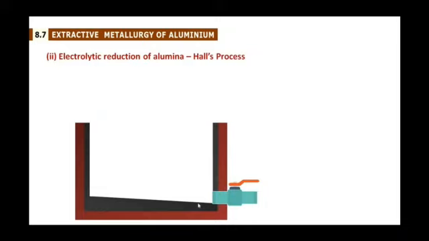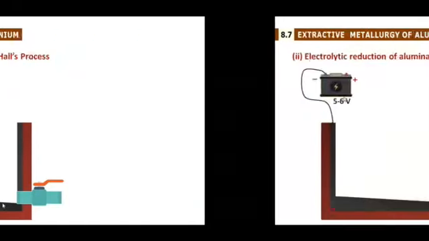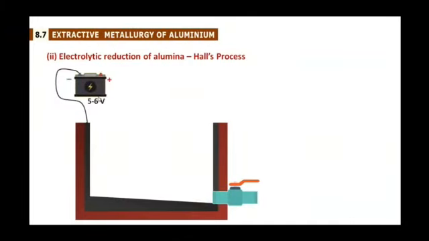For this process, an iron tank is used, in which the inner lining of the tank is made of graphite, that is carbon. This container is connected to the negative terminal of a 5 to 6 volt battery. Now, the tank will carry negative charge, and this iron tank linked with graphite will act as the cathode.